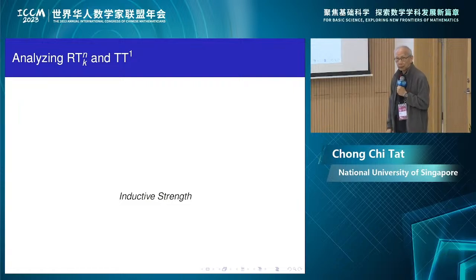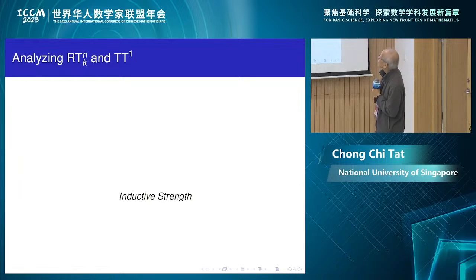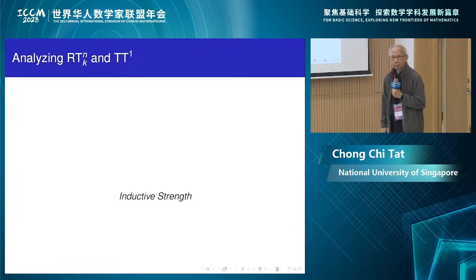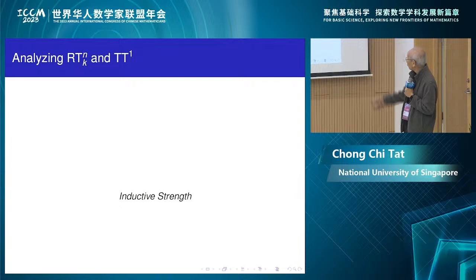But we'll come back to studying Ramsey's theorem and tree theorem for the time being, right? So we want to analyze the complexity and the proof theoretic strength, in this case in particular, what is called the inductive strength of these two theorems. And what do I mean by that?